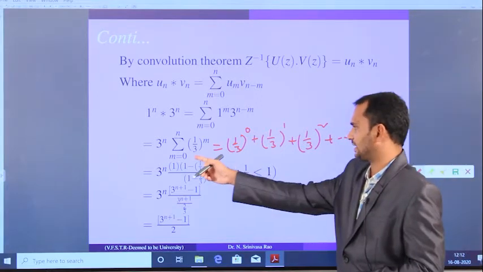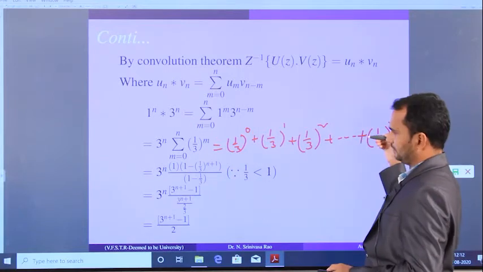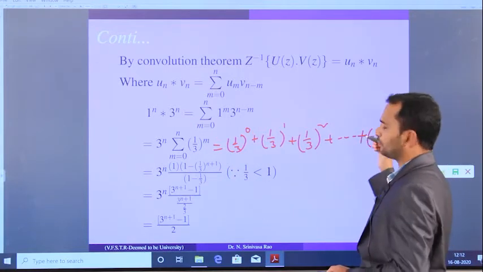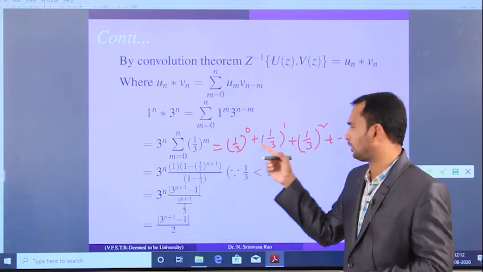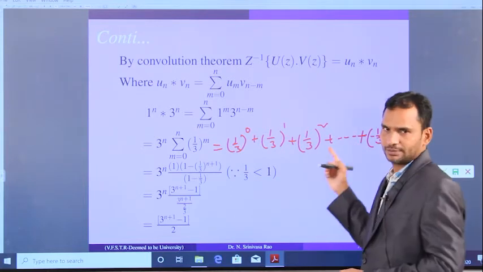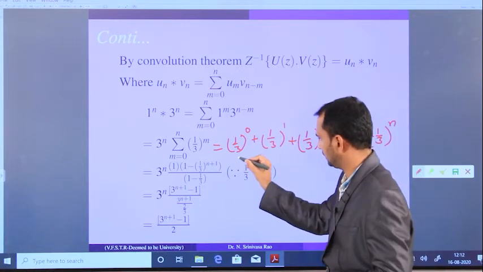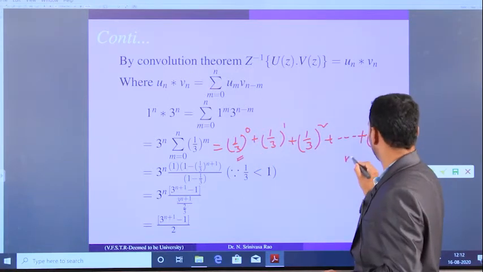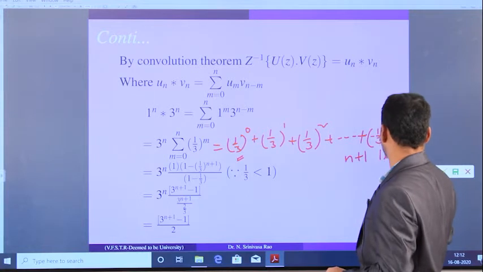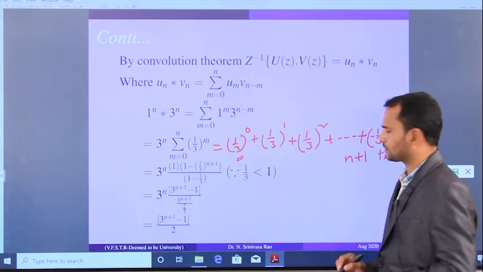Where m runs from 0 to n, so 0, 1, 2, 3 up to n. Now we can tell how many terms this is: n terms or n plus 1? Since it runs 1, 2, 3 up to n, plus this one term at 0, therefore these are n plus 1 terms.